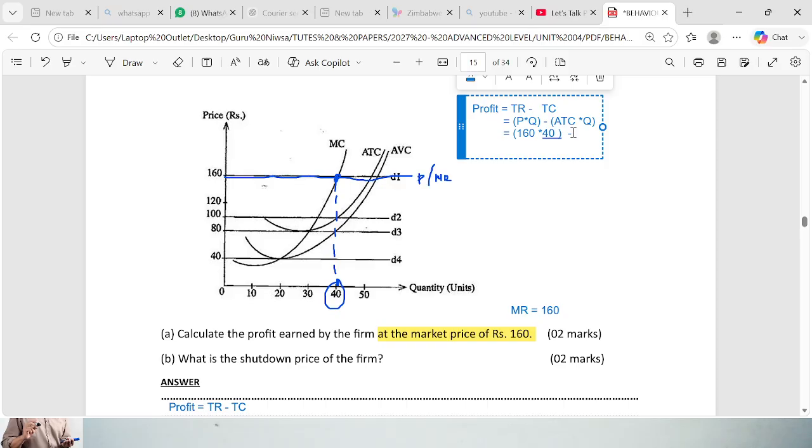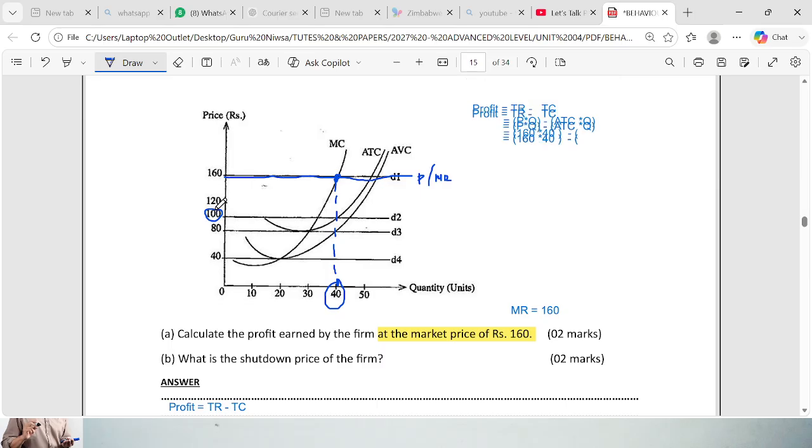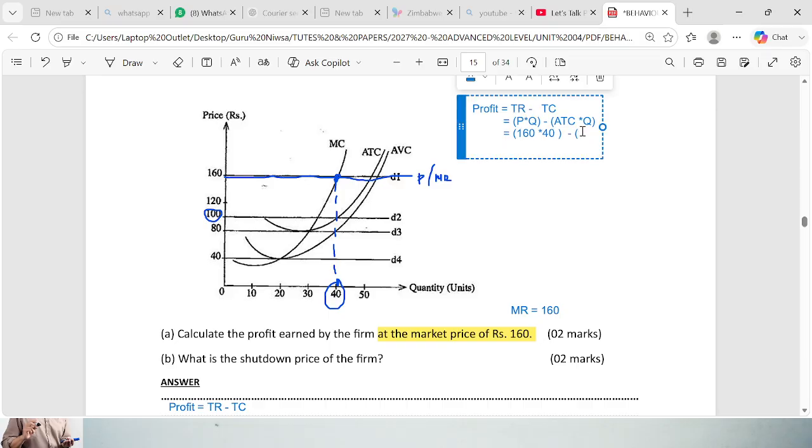Minus total cost. For average total cost, come vertically upward. Then you will meet the average total cost at 100 rupees. This is the average total cost at 40 units. So the average total cost at 40 units is 100, into how much? 100 into quantity, 40 units.